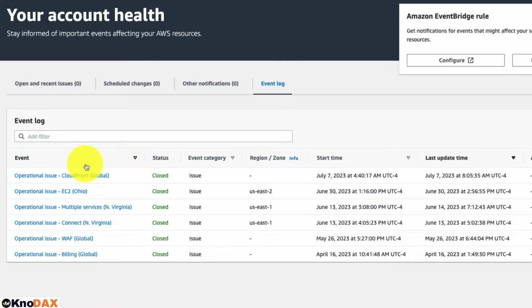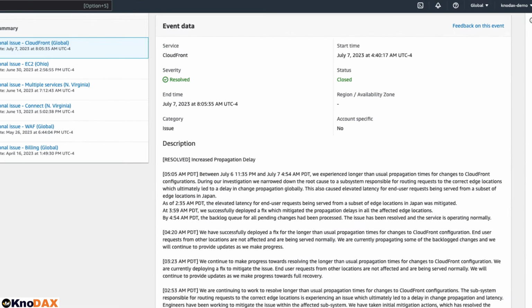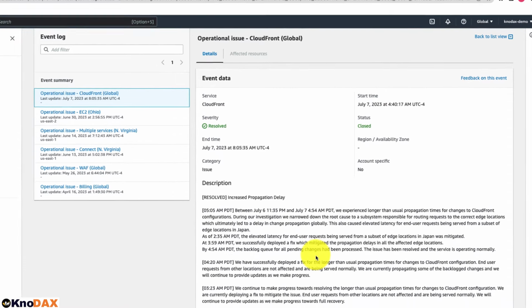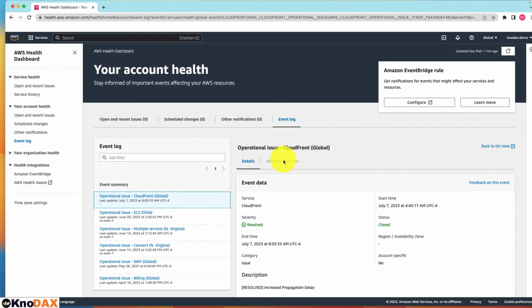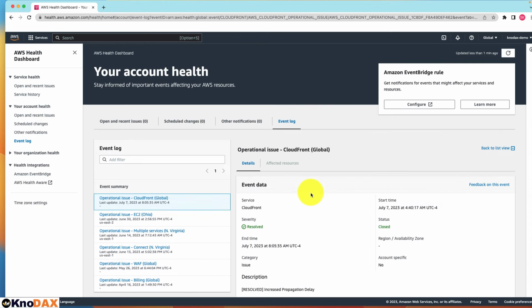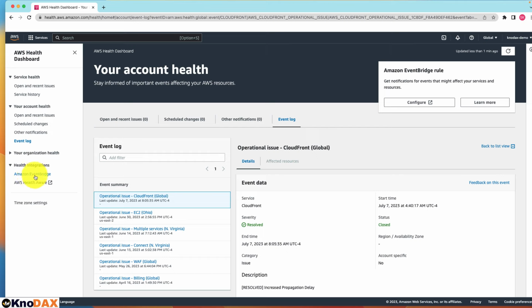For example, if I click on Operational Issue, it displays its detail, such as when the issue was started, when it was resolved, and the description. You can click on the Affected Resource tab to find out the resources that were impacted by this issue. That way you can see the difference between service health and account health.